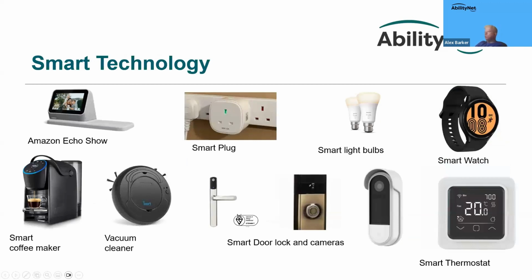So here we've got various bits of smart technology. From left to right, we've got an Amazon Echo Show. There are many different Amazon devices around. This one actually gives you a TV screen so you can actually see what it's telling you.